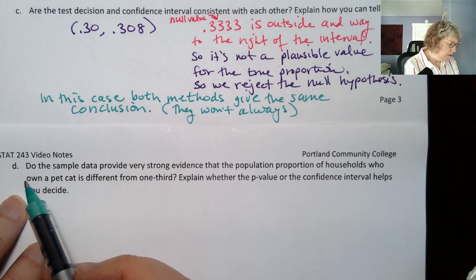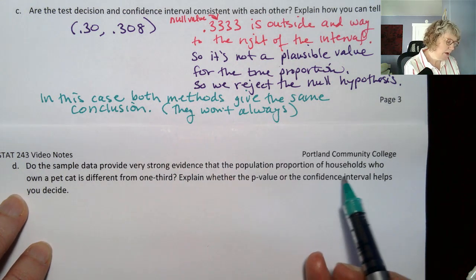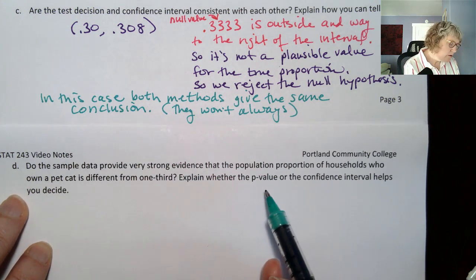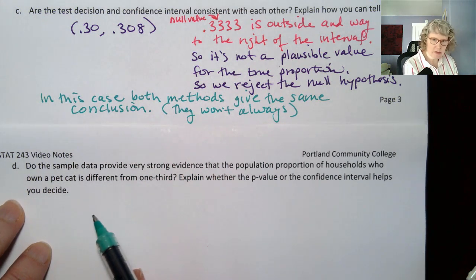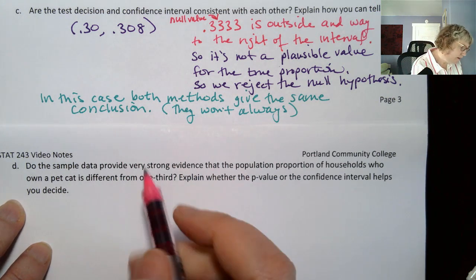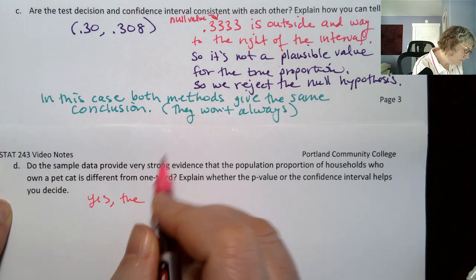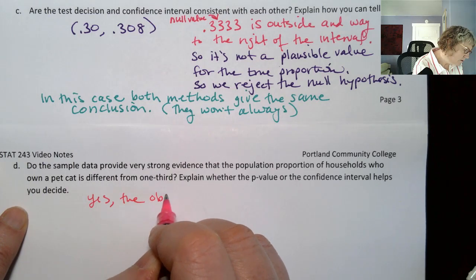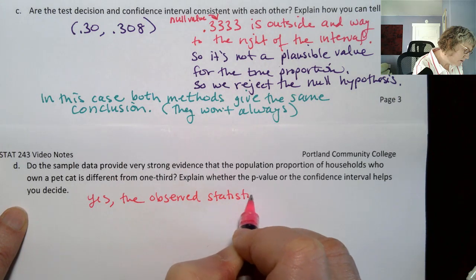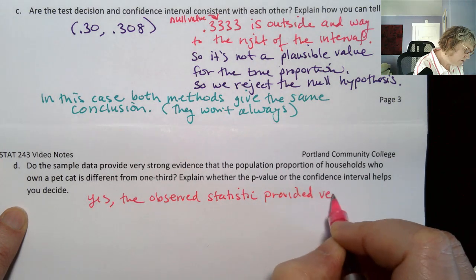It was too difficult, too wrong. Do the sample data provide very strong evidence that the population proportion of households who own a pet cat is different from 1/3? Explain whether the p-value or the confidence interval helps you decide. Okay, so we did find that, right? The sample data did provide very strong evidence. So yes, the observed statistic provided very strong evidence.